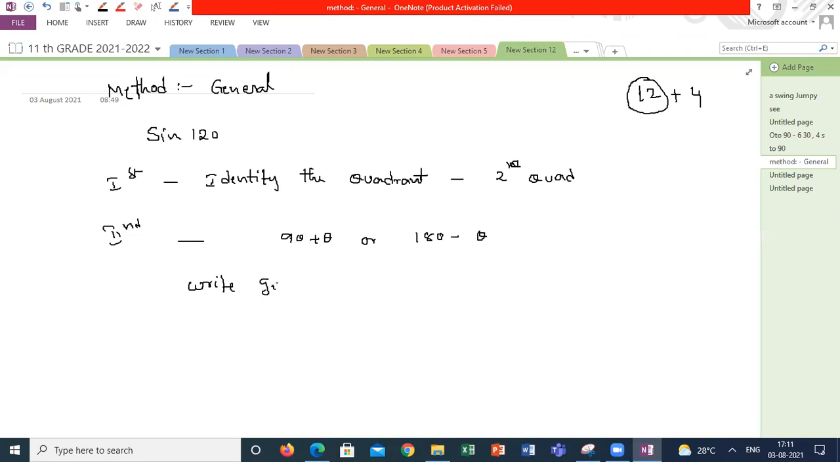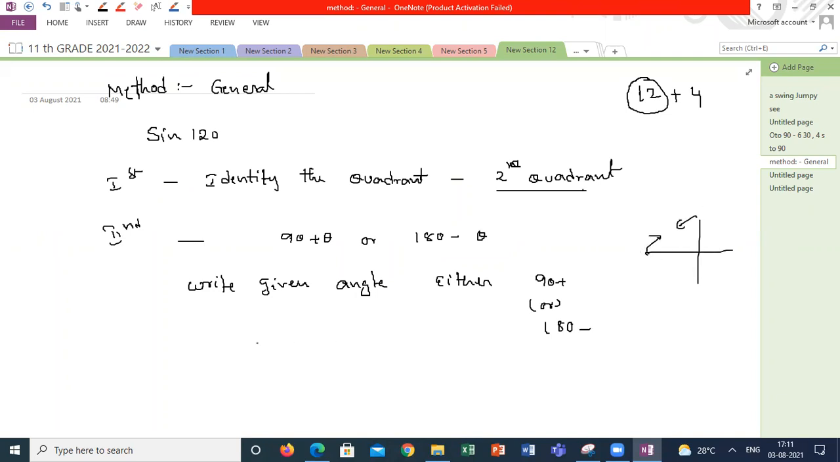Write the given angle, because according to the definition of the second quadrant, the angle lies between 90 and 180 only. Write the given angle as either 90 plus or 180 minus, because second quadrant means we remember it is more than 90 and less than 180. So after applying the second step, my given question is sine of 90 plus 30 or sine of 180 minus 30. Sorry, 180 minus 60.